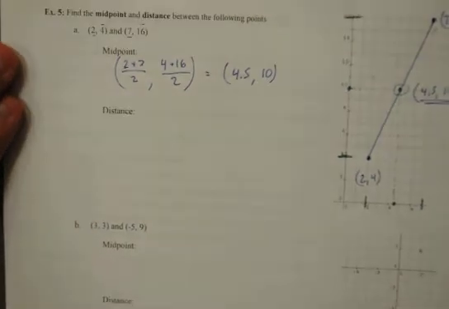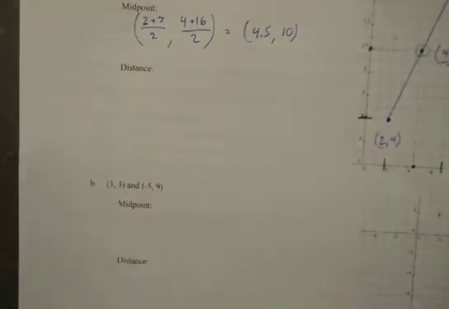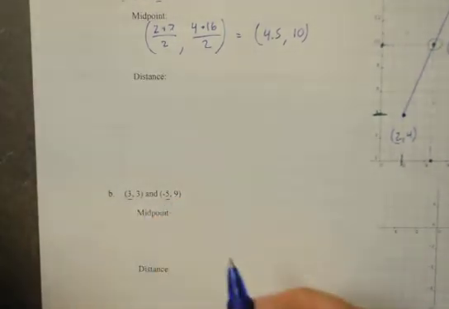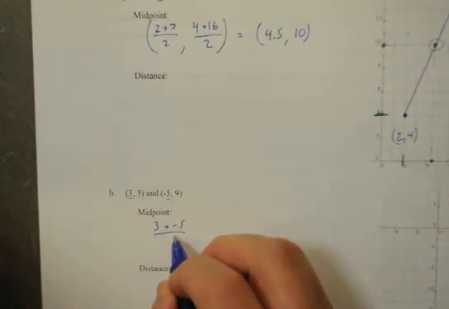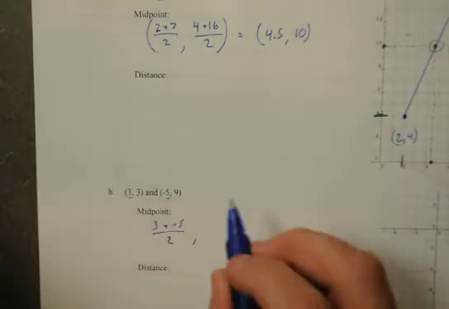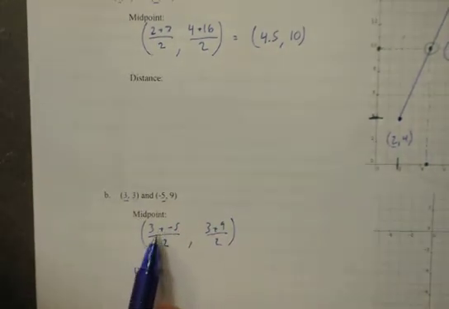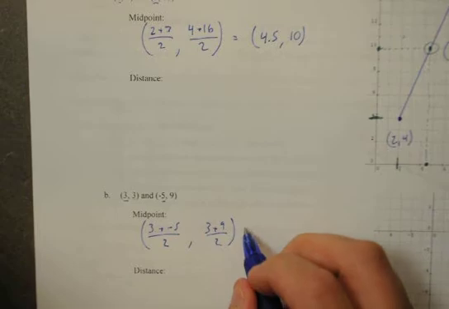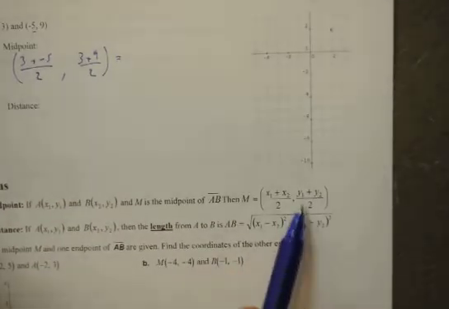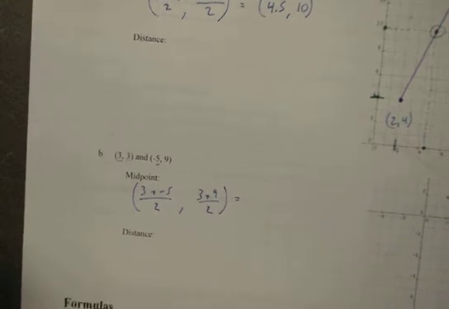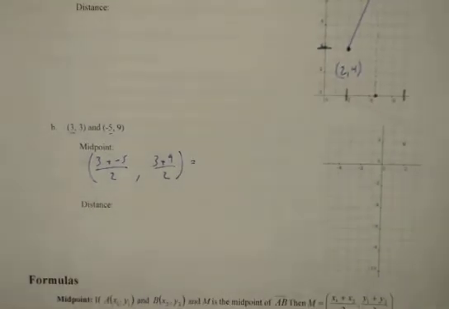Now, pause the video and go find the midpoint of part B here, 3, 3, negative 5, 9. So pause the video, do it. And we're back. So 3, we'll do it this way first. So let's average out 3 and negative 5 and 3 and 9. So I'm averaging those points. I'm adding them, divide by 2. I'm adding, divide by 2. I'm using this formula. If you'd prefer just to use a formula, that's fine. But you don't need a formula, is what I'm saying.